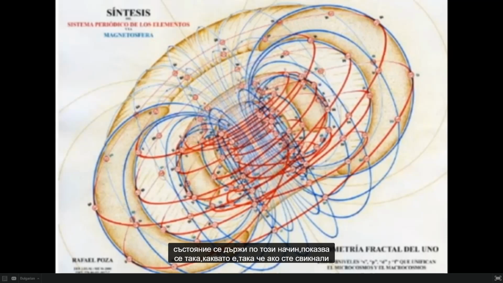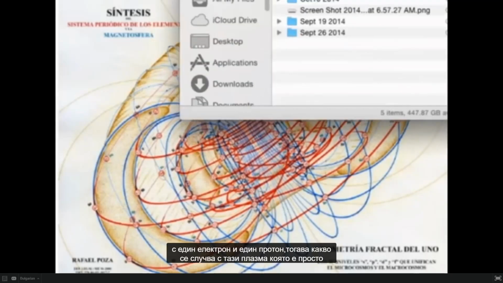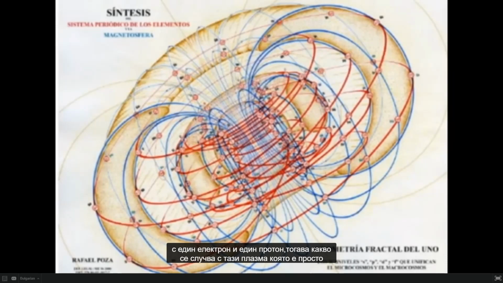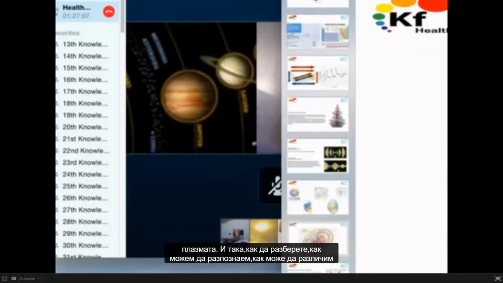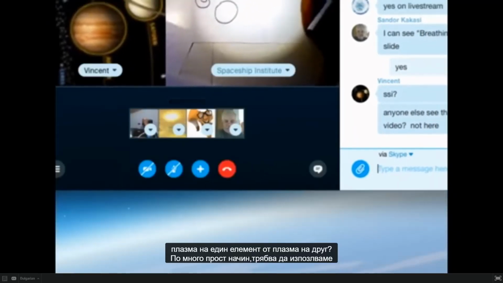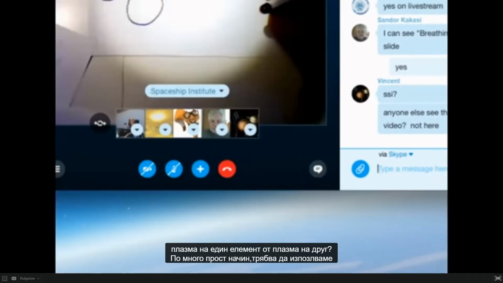So if you are used to one electron and one proton, and I go bigger and bigger so that you can see it, then what happens to this plasma, which is just hydrogen? It behaves like hydrogen and shows itself as hydrogen, but inside it we cannot see any separation. So there is a need for a new understanding of plasma. How do we understand? How can we recognize and distinguish one element's plasma from another plasma?